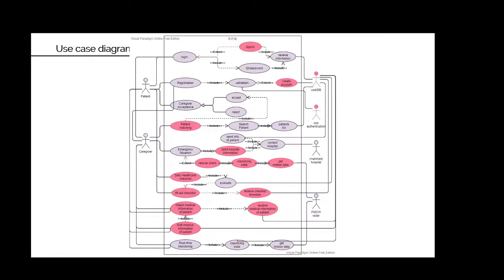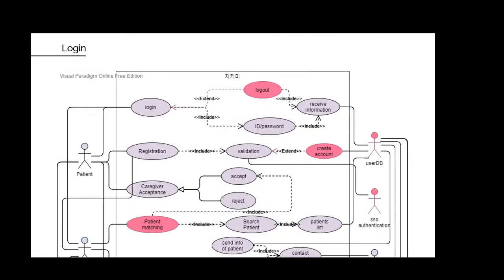Next, use case diagram. Red part is refined part from project 2. First use case is login. The user inputs ID and password. If ID and password are valid, the user logs in to the system successfully. After login, the user can log out.